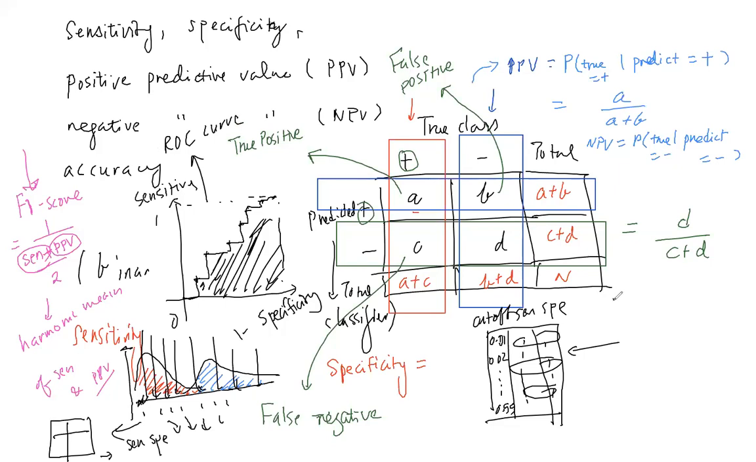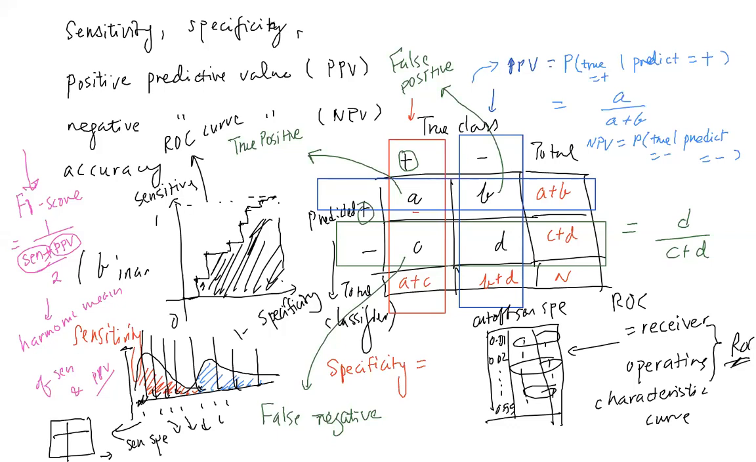ROC stands for, something like this: receiving, sorry, a receiver. It has a weird kind of name. I think it's called receiver operating characteristic. Yeah, that's right. Receiver operating characteristic curve. ROC curve. Okay, this is ROC.